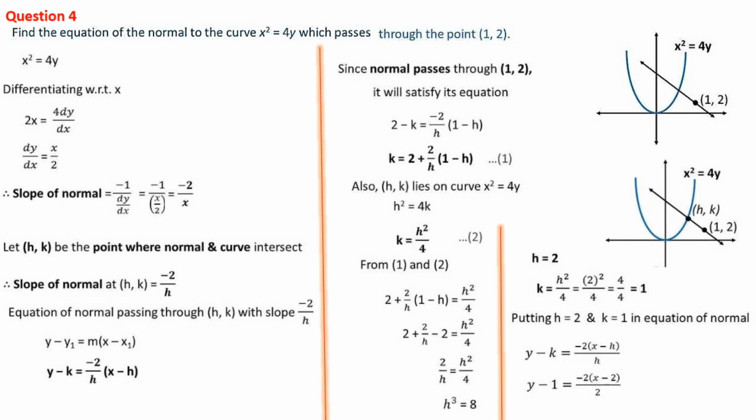Just substitute it. Y minus k, that is 1, is equal to minus 2 into x minus h, that is 2, divided by 2. Here 2 we can cancel. That is y minus 1 is equal to, then remove this bracket, minus into x is minus x, minus into minus is plus 2. Then when you rearrange it, this minus x brought to the left side comes as plus x. So x plus y is equal to, minus 1 goes to the right side, that is 2 plus 1, that is equal to 3. So x plus y is equal to 3 is the required equation of the normal.